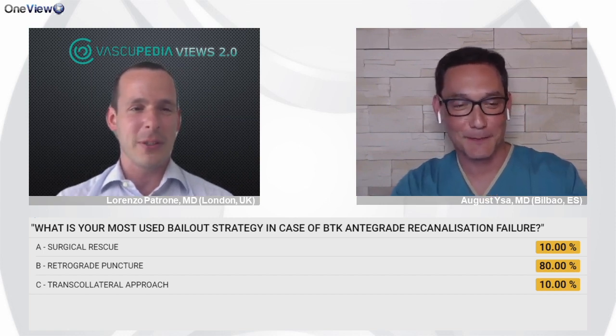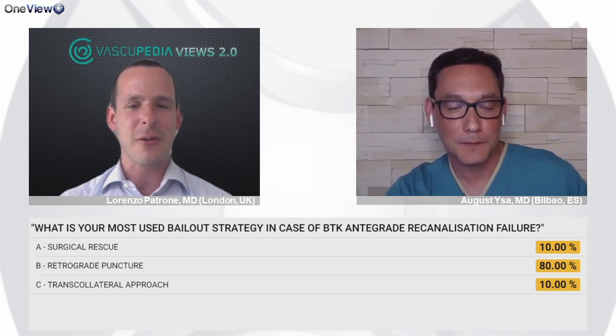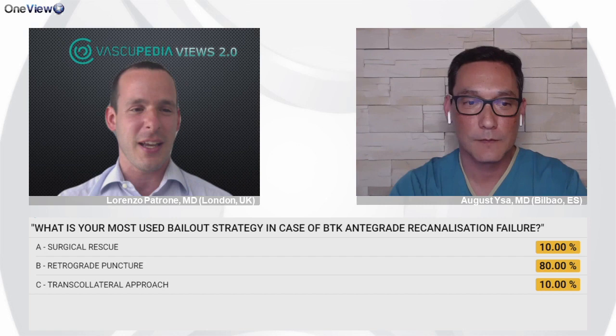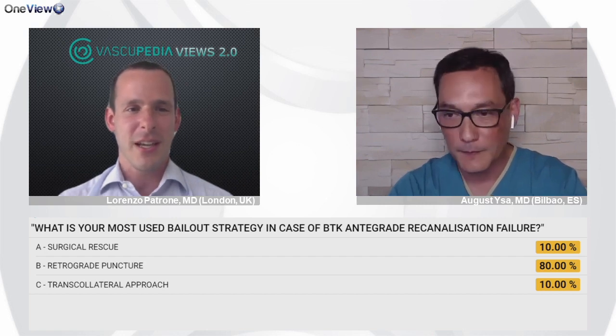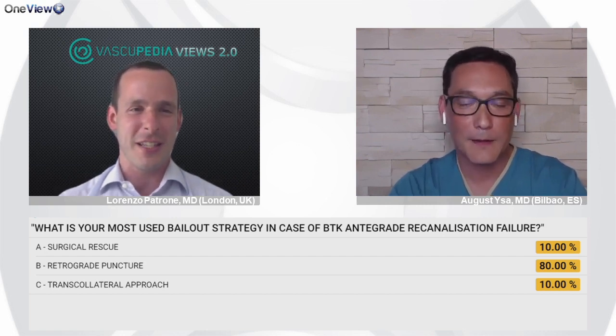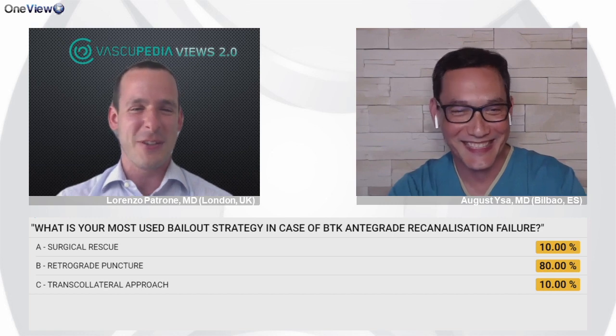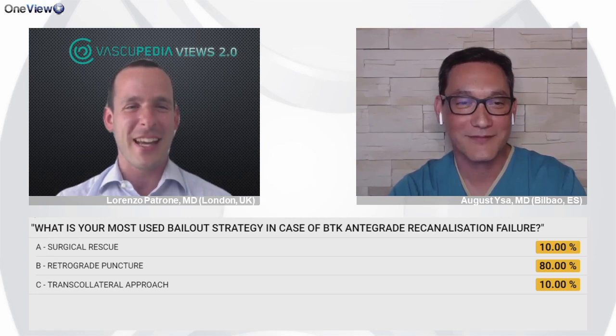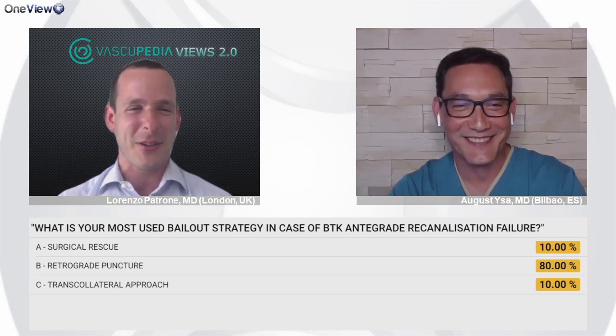So people said 10% surgical rescue, which could probably be done in a second stage. Retrograde puncture, 80%. It is also my choice; if I had voted, I would choose retrograde puncture. And transcollateral approach, 10%. Personally, I have never done a transcollateral approach. I feel like it's very risky. I always prefer to go retrograde, but August, please comment on this poll.